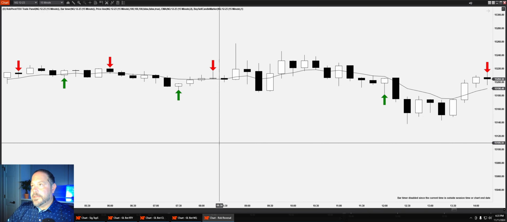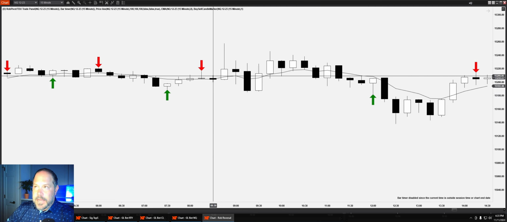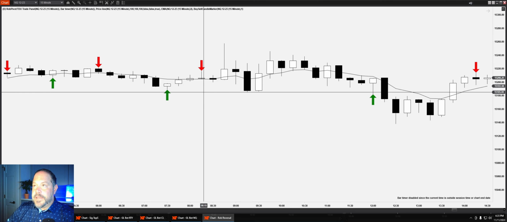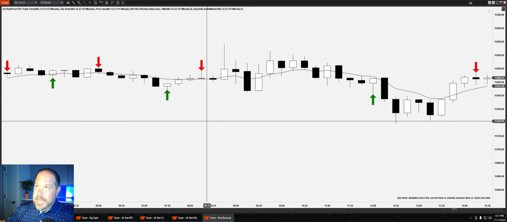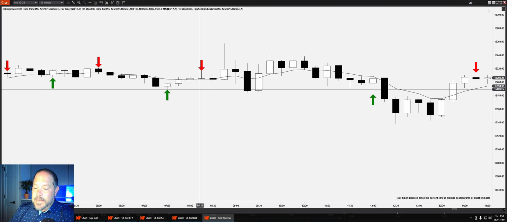November 6th. We have the open, which is at 8:30. I'm on Central Time, so keep that in mind here. We do have a short setup that happens here that closed above the ADMA. So again, that is not a condition that we're looking for. For a short setup, we would have to see this candle close below the ADMA.